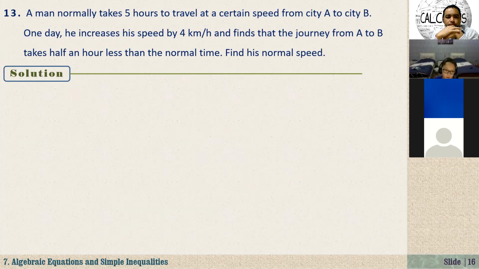A man normally takes 5 hours to travel at a certain speed from city A to city B. One day, he increases his speed by 4 kilometers an hour and finds that the journey from A to B takes half of an hour less than the normal time. Find his normal speed. Okay. What do you think, Adilhan? Can you solve this problem? Did you understand the problem? Yes. Good. Selin, did you understand the problem?